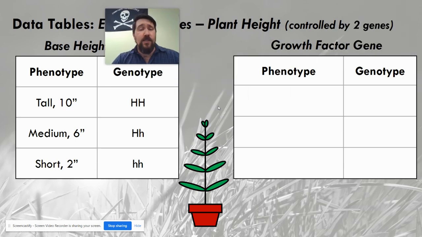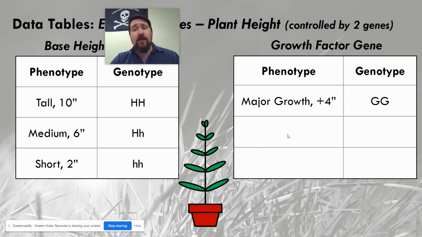Now, there's another gene that plants inherit called the growth factor gene, which is a hormone that causes the plants to grow certain amounts. And this is also an incomplete dominant trait. So, the phenotype we have will be major growth. Now, if you inherit the major growth phenotype, you're going to add 4 inches to one of these base heights. So a plant with a major growth genotype of big G could be, if it inherits tall, 14 inches, 10 inches at medium, and 6 inches at short.